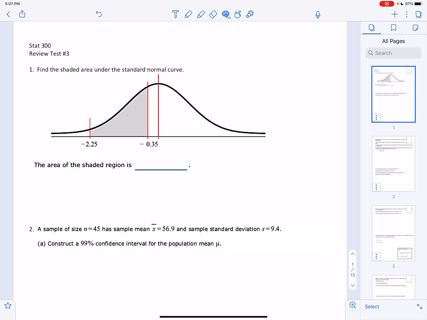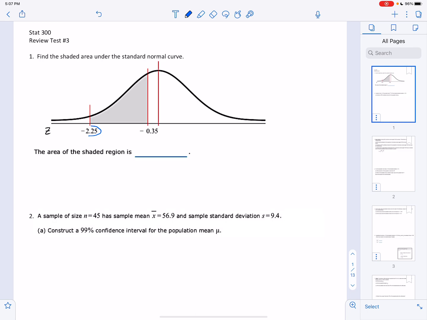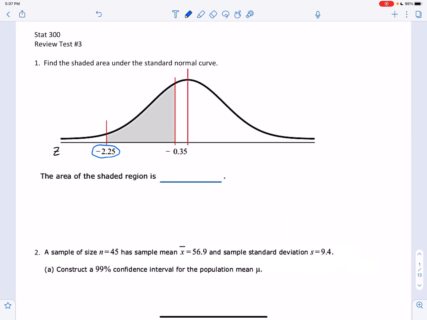So this first problem says, find the shaded area under the standard normal curve. These values right here are z values. This is the standard normal curve, so these are z values. And we are able to look up these values on the z table. So what we want to do is take a look at this negative 2.25.